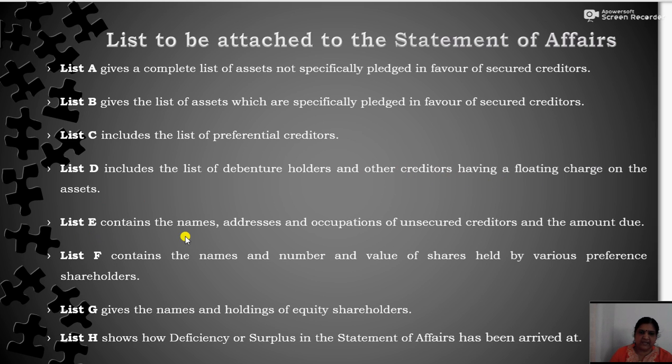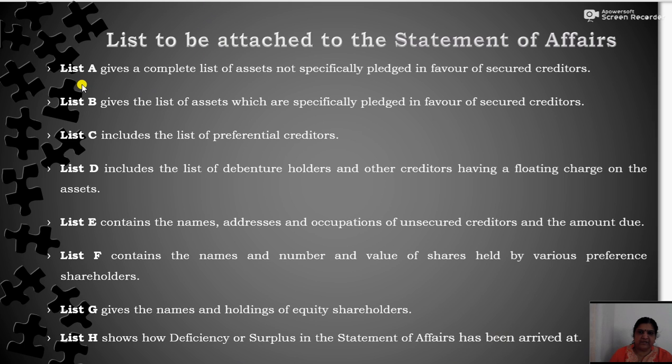List E contains the names, addresses and occupations of unsecured creditors and the amount due. List F contains the name, number and value of shares held by various preference shareholders. List G gives names and holdings of equity shareholders, and finally list H shows how the deficiency or surplus in the statement of affairs has been arrived at.